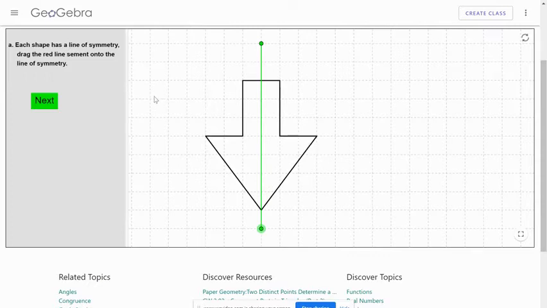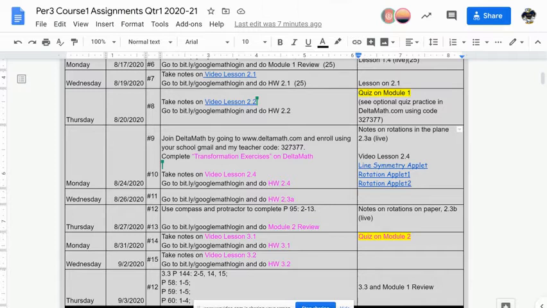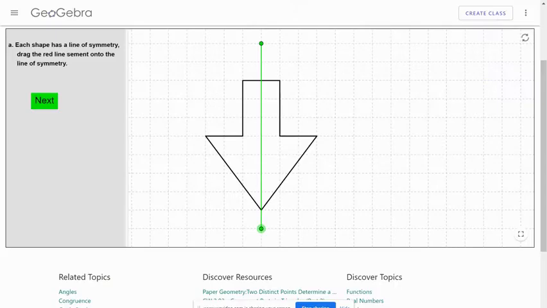And then you could do these on your own if you want. That would probably be more beneficial for you to do it on your own. So you could pause your video and click on this first link here on my website. It says Line Symmetry Applet. Click on that and then go through all of the exercises here. So you can go ahead and pause your video, try that out, and then come back here when you're ready to move on.